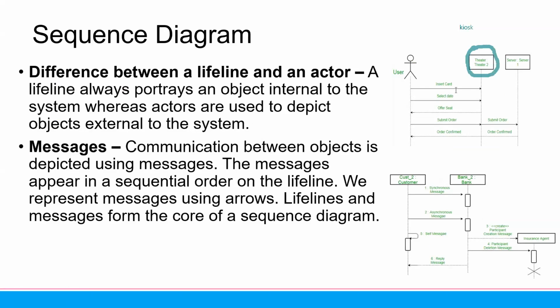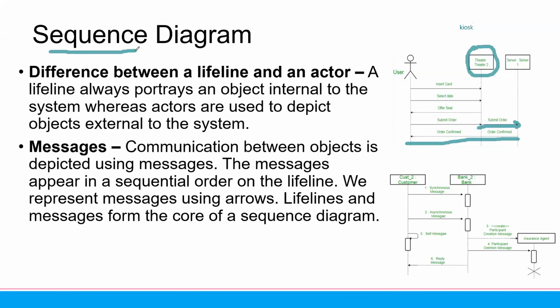So you can do something about the card insertion, and then you can select the possible date of maybe the movie or the concert, and then it will give you the seat information, and after that you can submit the order. The order submission will go to the server, and the server will give the order confirmation. So that kind of flow, we call it a sequence.